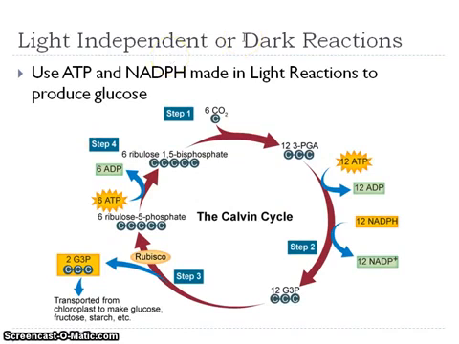The second part, or phase 2 of photosynthesis, is known as the light-independent reactions or the dark reactions. And we're using up all that ATP and NADPH that we just produced in our light reactions to make glucose. Glucose is a sugar that the plants need to survive. It's their food product. And this is what it looks like. We used the yellow beads in class to represent our Calvin cycle.